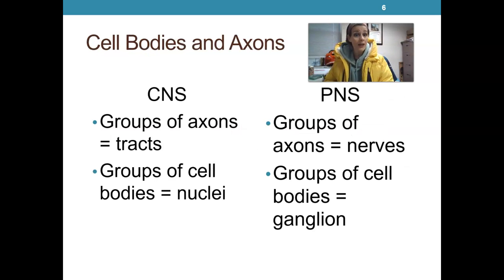So just a quick reminder, I mentioned that the spinal cord is made up of tracts. Remember that when we are in the central nervous system, groups of axons will be called tracts. In the peripheral nervous system, they're called nerves. This is going to become really important when we talk about the spinal nerves. In the central nervous system, groups of cell bodies ideally should be known as nuclei, looking at you, basal ganglia. And then in the peripheral nervous system, groups of cell bodies are going to be known singularly as a ganglion, plural as ganglia. In the central nervous system, plural is nuclei, singular is nucleus.